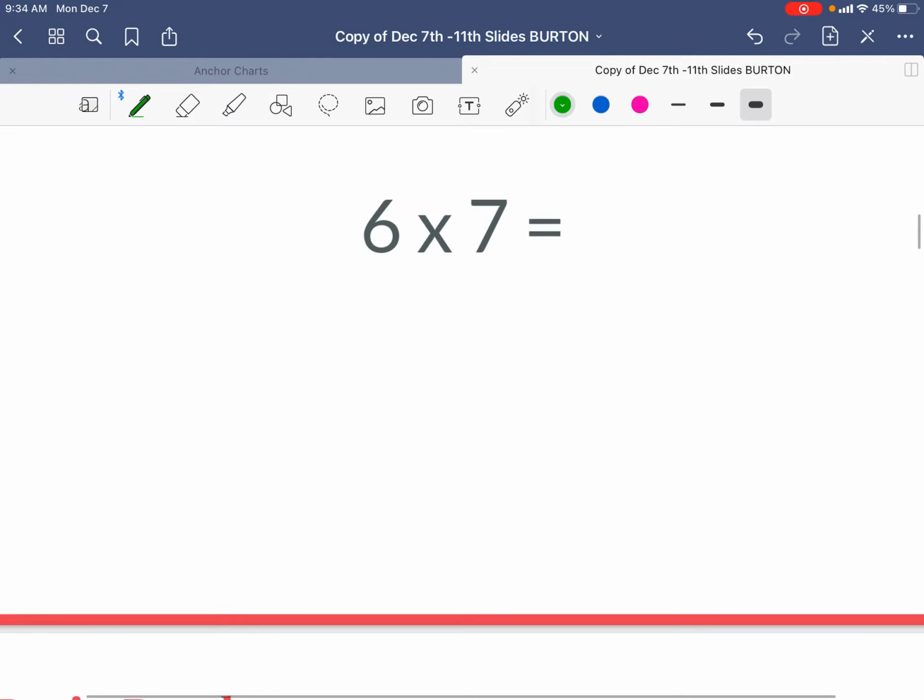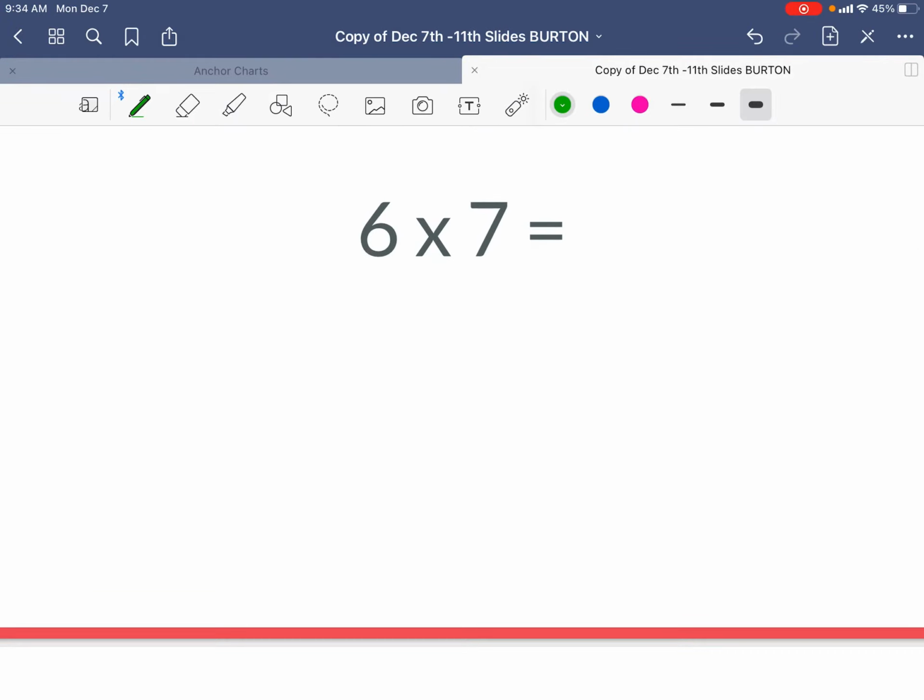All right, guys, so we are going to do 6 times 7, and we're going to use the distributive property and then show it as an array. All right, so 6 times 7. I'm going to take the 7, and that is what I'm going to decompose while I keep the 6 times.